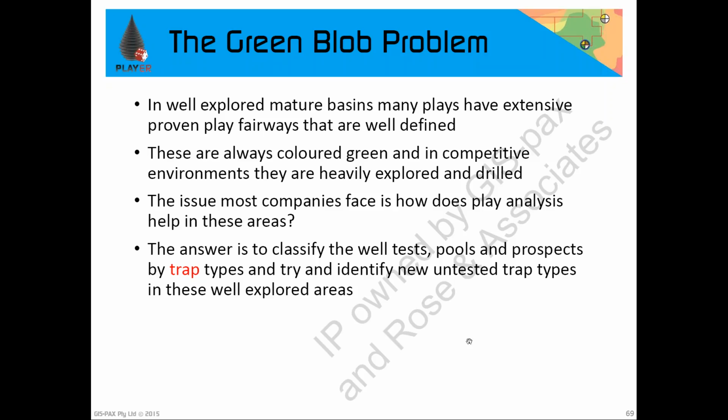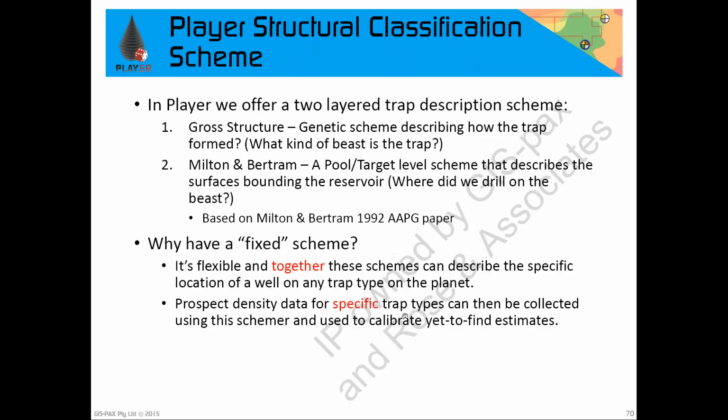And the key logic jump here is inside those proven areas where obviously they've had a lot of exploration, what you're looking for now is different trap types. All of the simple bumps are almost certainly going to have been drilled, all of the anticlines and the tilted fault blocks, all of the positive features. And you're going to have to start looking for onlaps and subcrops and different types of complex traps because all the simple stuff has gone.